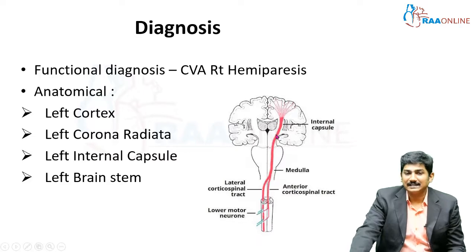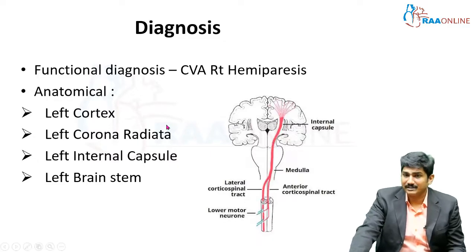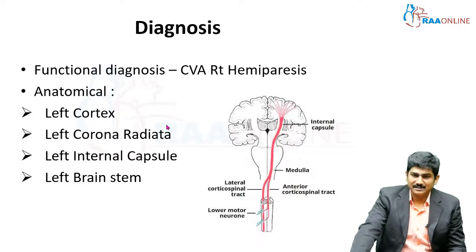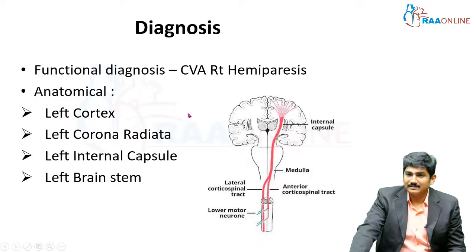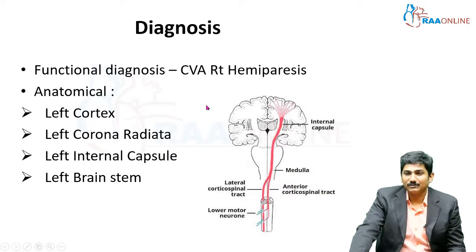Since the patient has a right-sided hemiparesis, the insult should be on the left side of the brain. So the left cortex, left corona radiata, left internal capsule, or left brainstem. What if this patient had a stroke in the left cortex? The cortex has its own cortical sensory functions. So if the cortex is involved, the cortical sensation at that particular segment of the body will be lost. But in our patient, it is clearly mentioned that cortical sensations are present. So a cortical involvement is less likely in this patient.